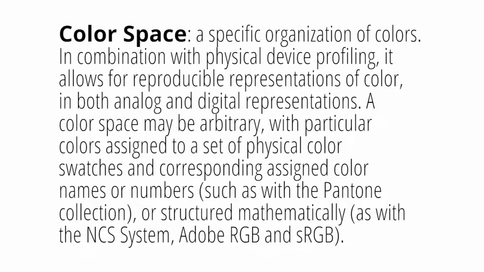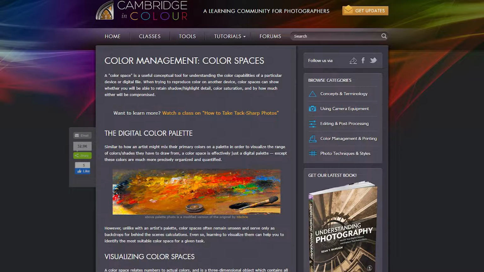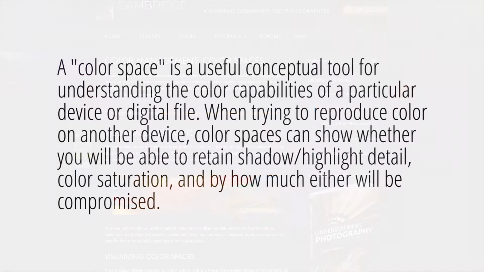So let's try to simplify this so that we can understand how it actually applies to us in the video world. Here is Cambridge in Color, and it has a much more detailed and understandable explanation for what we do, in my opinion. I'm going to point out a few things, but you should probably read through this yourself. It says, a color space is a useful concept tool for understanding the color capabilities of a particular device or digital file. When trying to reproduce color on another device, color spaces can show whether you will be able to retain shadow, highlight detail, color saturation, and by how much either will be compromised.